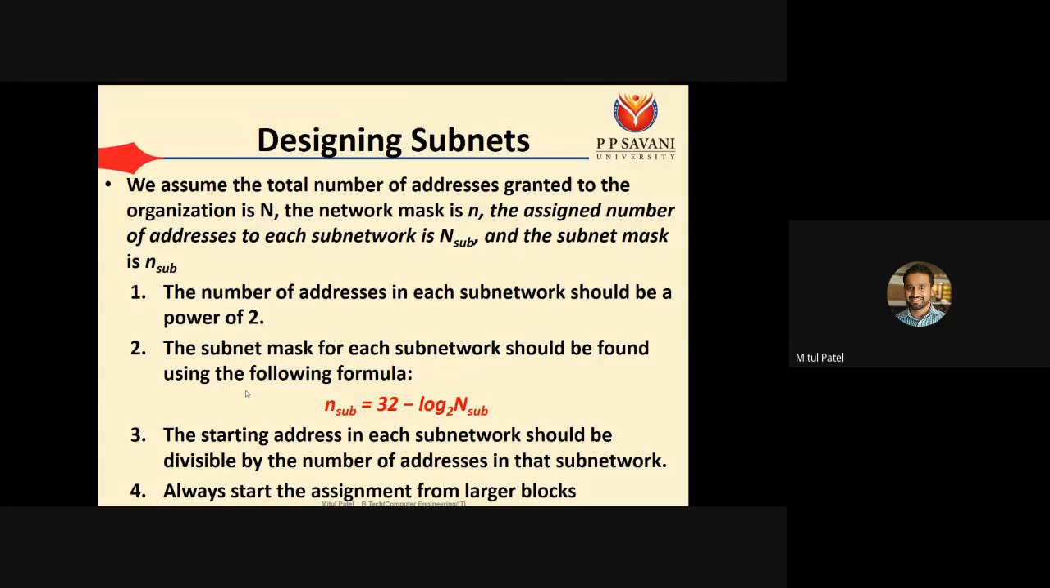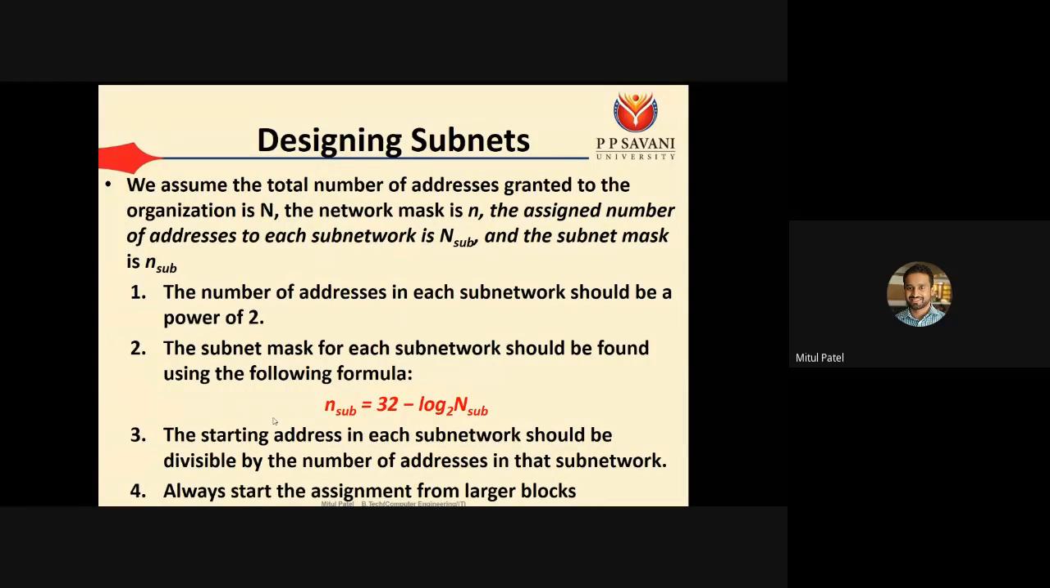The second condition is the subnet mask for each subnetwork. The subnet mask for each subnetwork should be found using the formula n sub equals 32 minus log of capital N sub base 2, where capital N indicates the total number of addresses in that particular subnetwork. We will see one example so your idea will be clear.